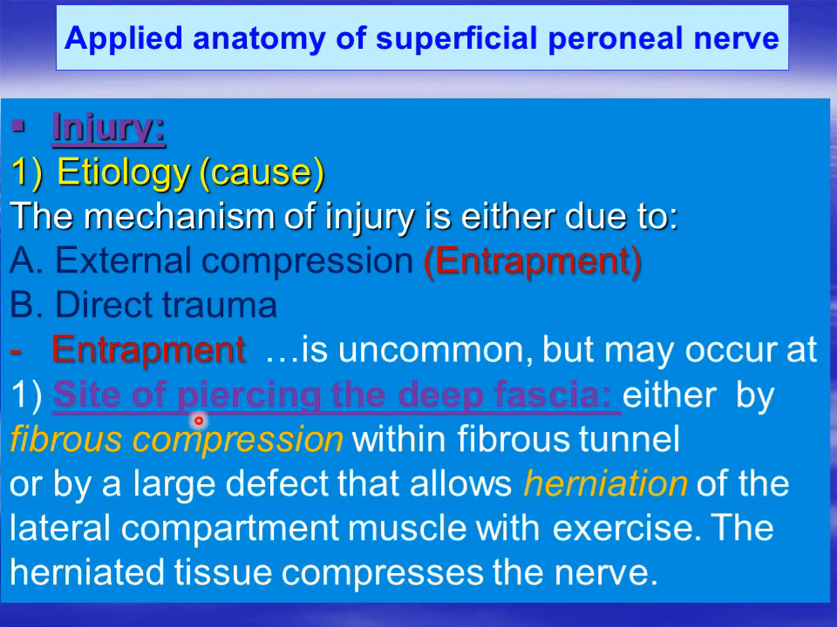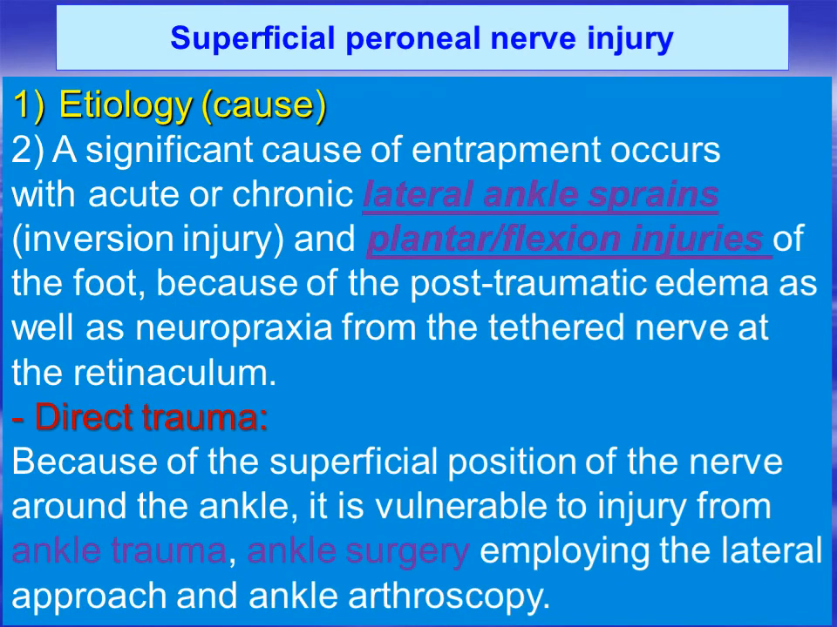Number one, the site of piercing of the deep fascia, either by compression within the fibrous tunnel or by a large defect. A large defect means a defect at the site of piercing of the deep fascia, and this large defect allows herniation of the lateral compartment muscle with exercise. The herniated tissue compresses the nerve at this site of piercing of the deep fascia. The second site of nerve entrapment is around the ankle joint.